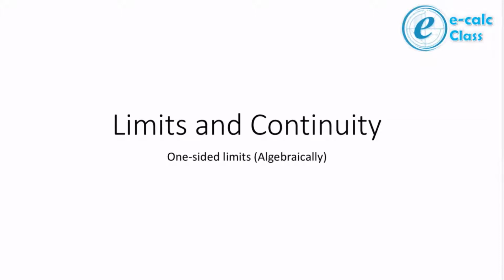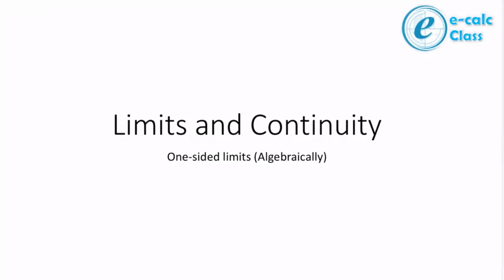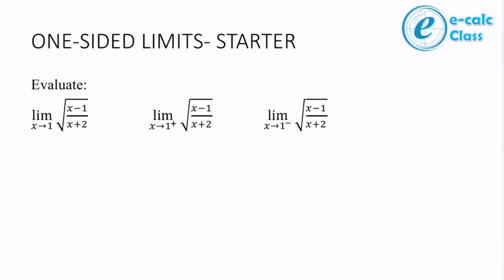Okay, so I will mainly discuss the exercises from this worksheet 2.4. Let's start with a starter question. We have three limits here. They're actually the same function, just that one is from both sides, one is from the right, one is from the left. Are they different? Let's ignore the from the right and from the left first. How would you evaluate the first one?